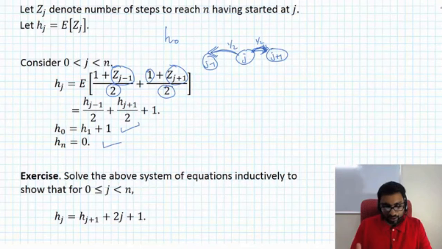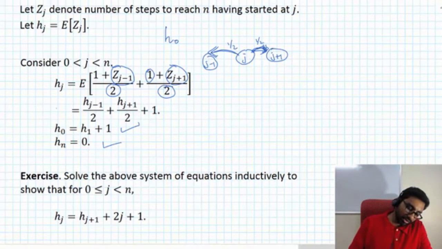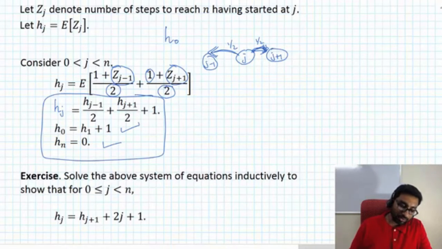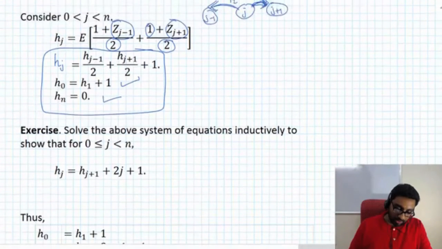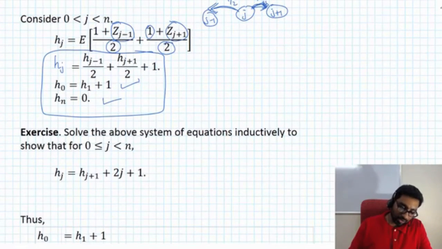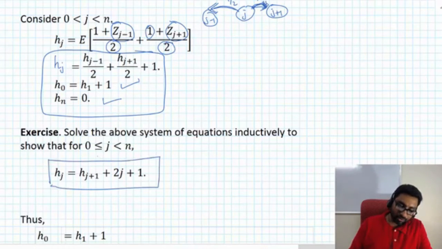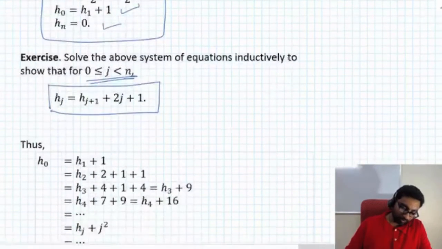So now what we have is a system of linear equations. So we have hj's for intermediate values of j, and h0 and hn. And a simple exercise for you using induction would be to prove that hj for j ranging from 0 up to n minus 1 equals hj plus 1 plus 2j plus 1. So this is basically the solution to this system of equations using simple induction.